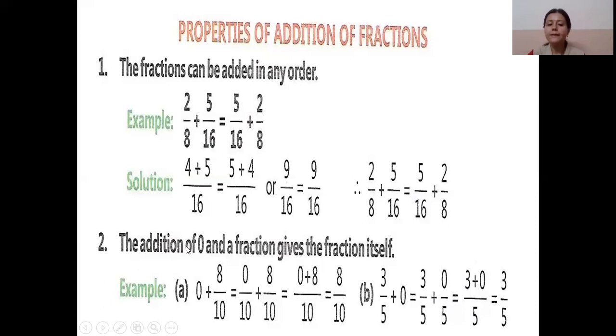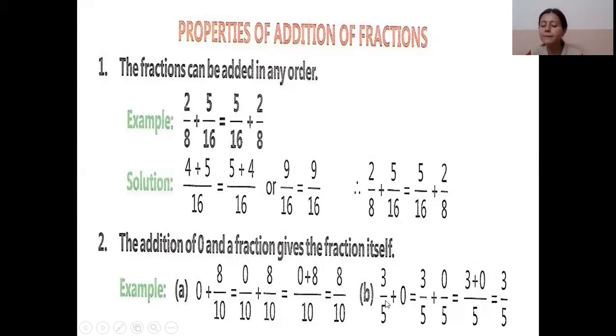Now second property, the addition of 0 and a fraction gives the fraction itself. Beta, if you add 0 to any fraction, what answer will you get? Beta, you will get the fraction itself. Look at this example, beta, 0 plus 8 upon 10. Now this 0 you can write as 0 upon 10, beta. 0 upon 10 is 0 only. Now 0 upon 10 plus 8 upon 10 will be what, beta? You will add only the numerators. The denominator will remain the same. 0 plus 8 is 8. So your answer will be 8 upon 10. 0 plus 8 upon 10 is equal to 8 upon 10. You're getting the fraction itself.